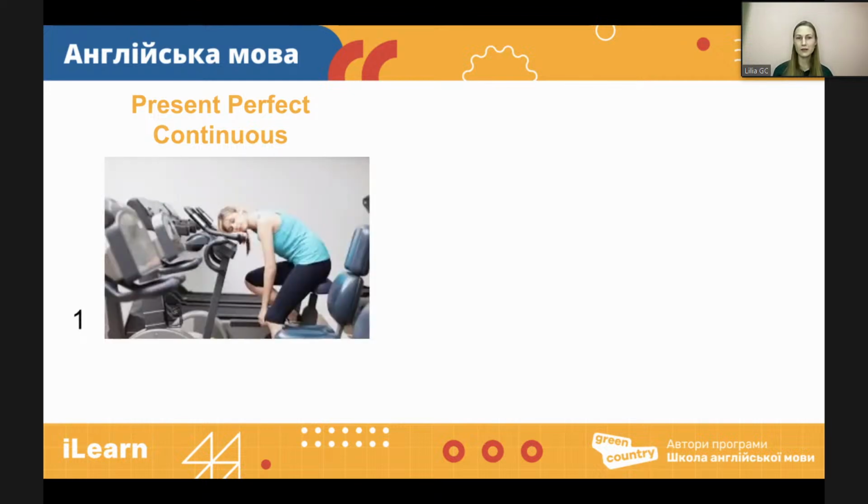So look at this girl. Where is she? I think in the gym. So what do you think? What has she been doing in order to look like that, really tired? Any ideas? You can type again your ideas in the chat. So what has she been doing? She is sleeping right now, like in continuous, but what was happening to her before?